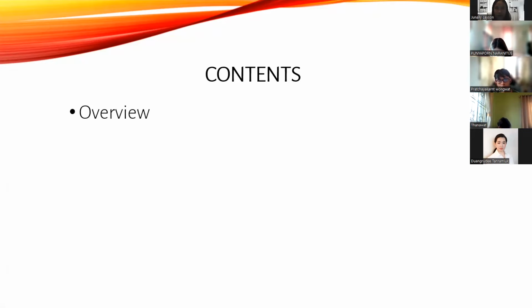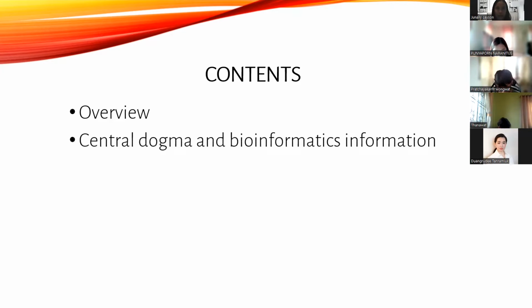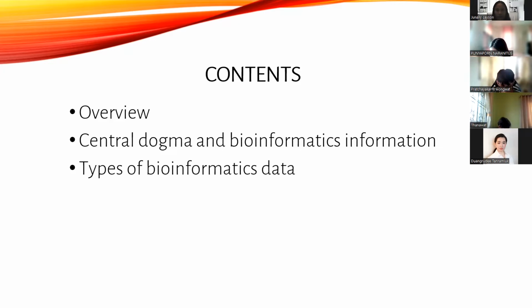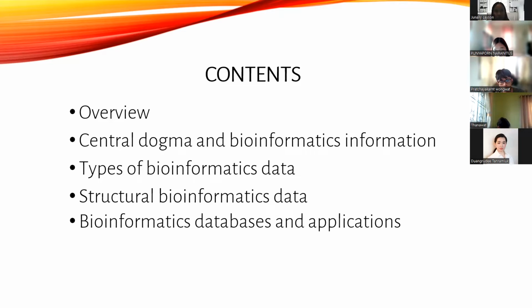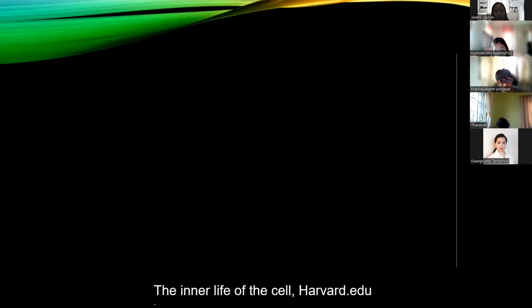The content: first I will give an overview. Then I will talk a little bit about the central dogma and bioinformatics information. Then I will describe the types of bioinformatics data and characteristics. And then I will take you through the structural bioinformatics data and the details of the structures used for bioinformatics analysis. And then I will give a bit of overview about bioinformatics databases and applications.